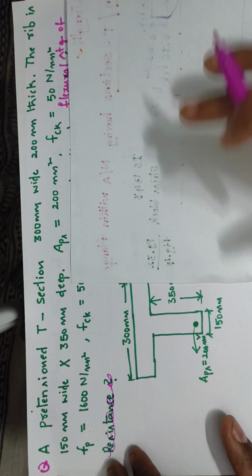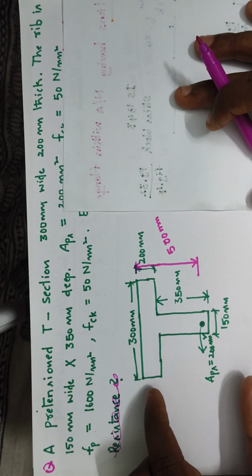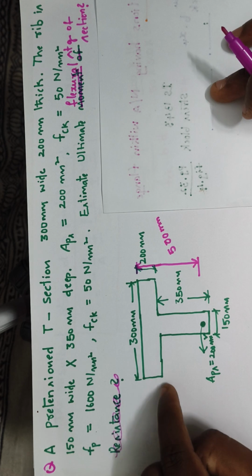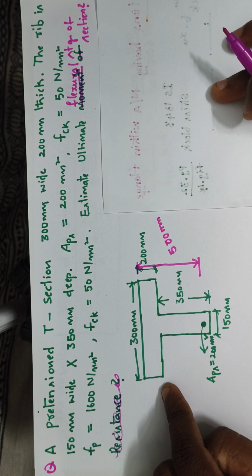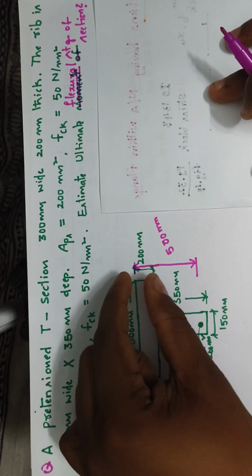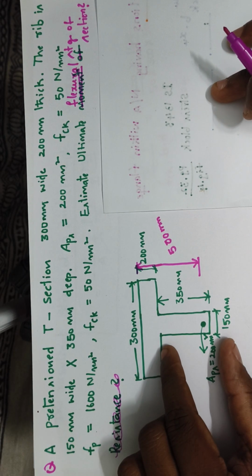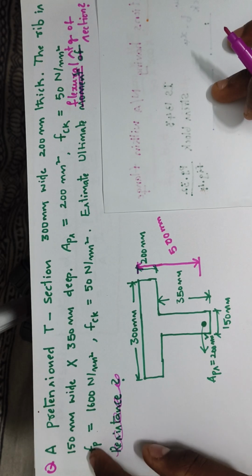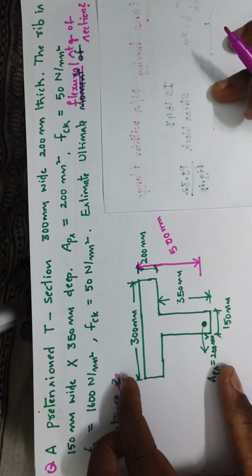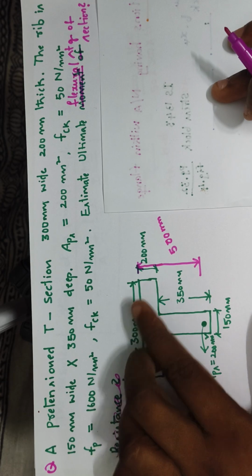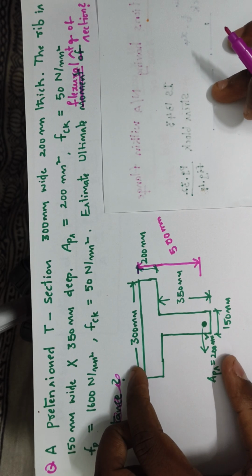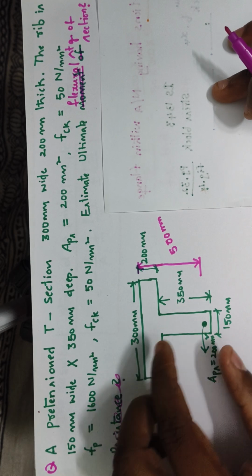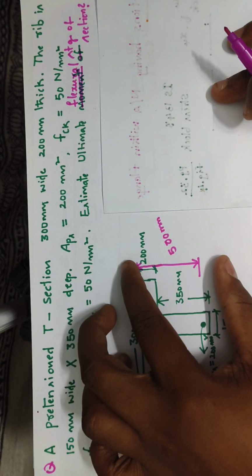As per the given question, I have drawn this section. See, flange dimensions are given as 300 mm wide by 200 mm depth, and rib dimensions are given as 350 mm deep and 150 mm wide. The overall depth will be 350 plus 200, 550. I am assuming that the effective cover is 50 mm. Then the effective depth will be 500 mm.